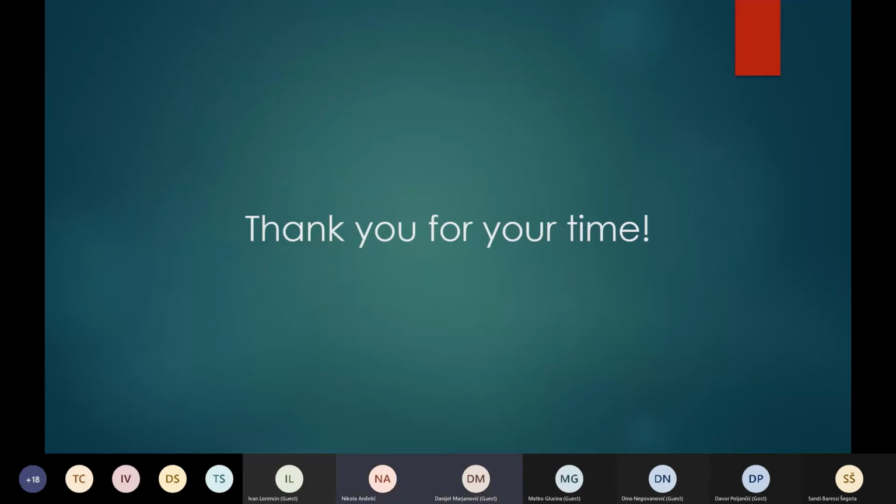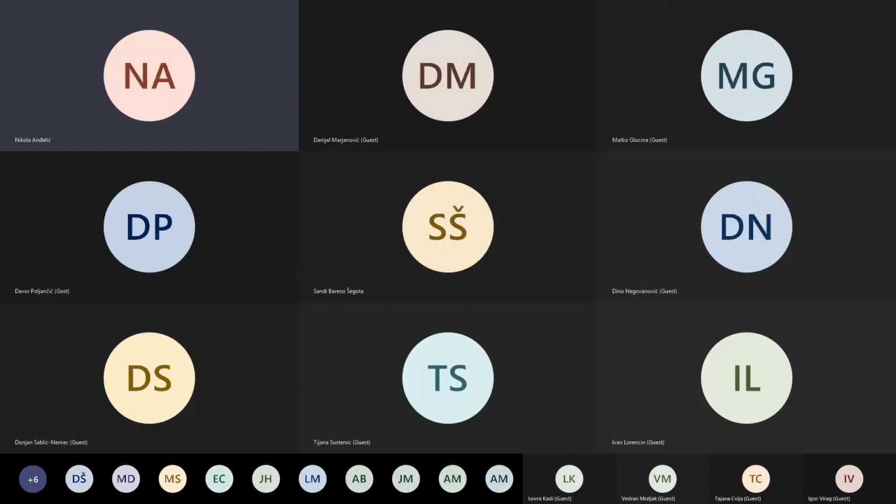Okay, thank you very much for your presentation. The next paper is entitled Energy and Exergy Analysis of Nuclear Power Plant, that will be presented by Davor Poljancic and Vedran Mrzljak.